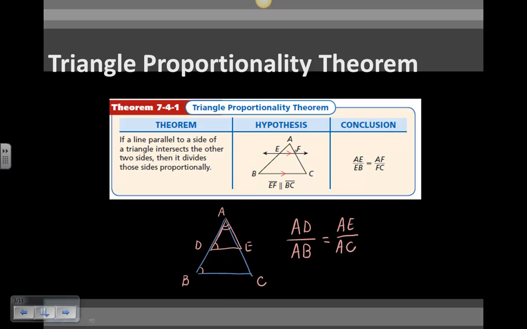But this is saying not necessarily that we have two triangles, but we have a line that's parallel to the third side. Then AE goes with EB, just as AF goes to FC. It's called the triangle proportionality theorem.